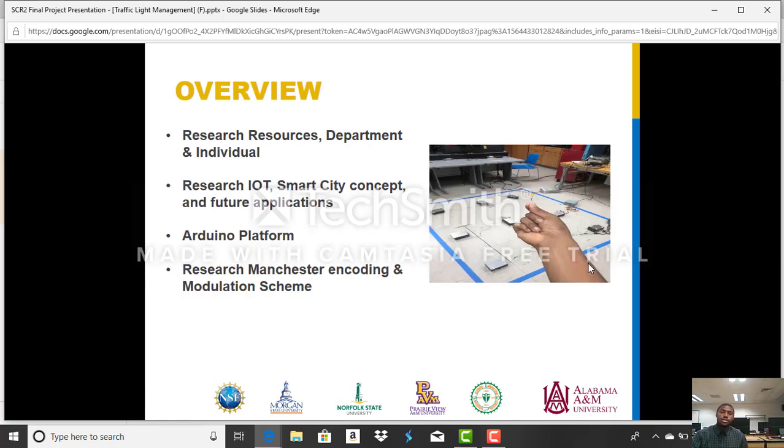Alright, so here's an overview of how we started off with our research methods, through our department and individual analysis to IoT Smart City concept and future applications. Thus, we started focusing on our Arduino platform and finally researching Manchester encoding for our modulation scheme.